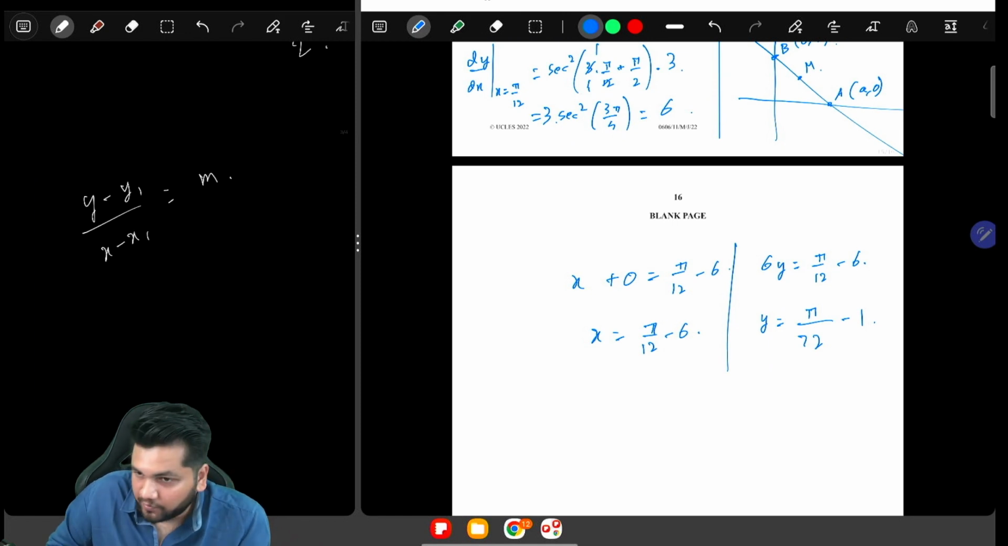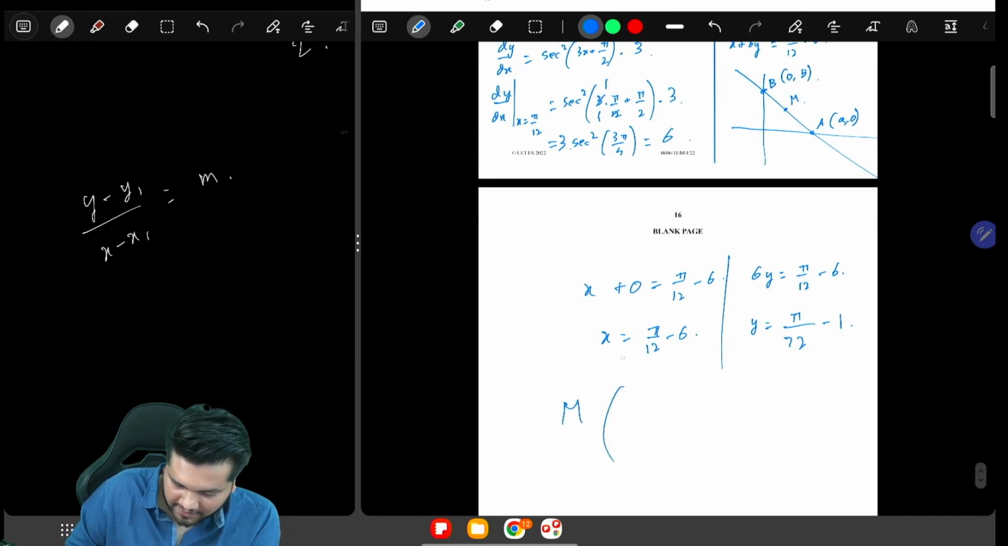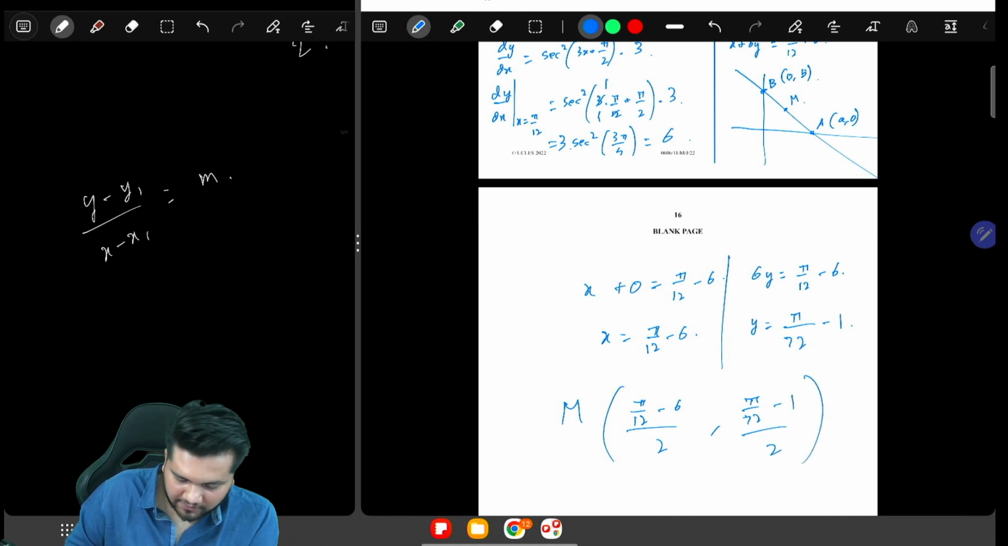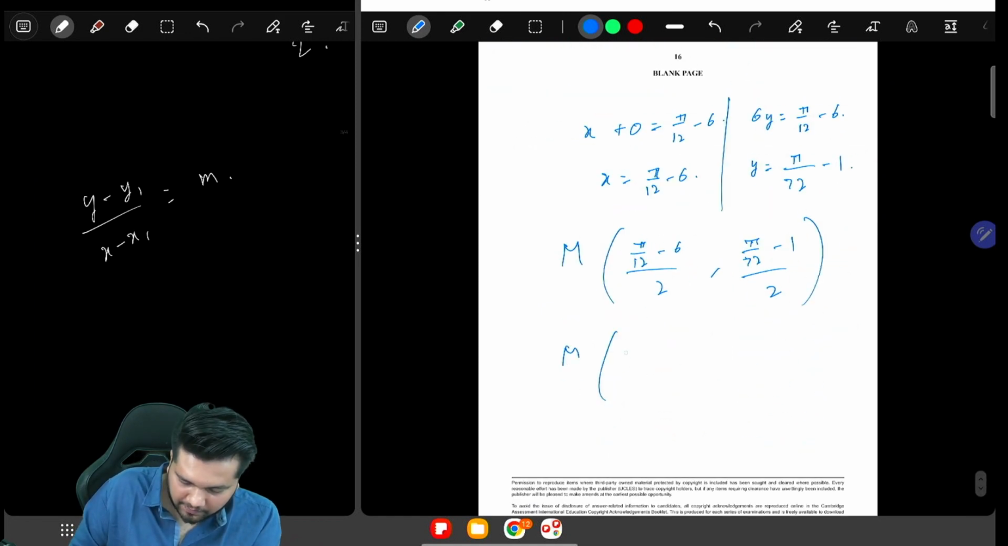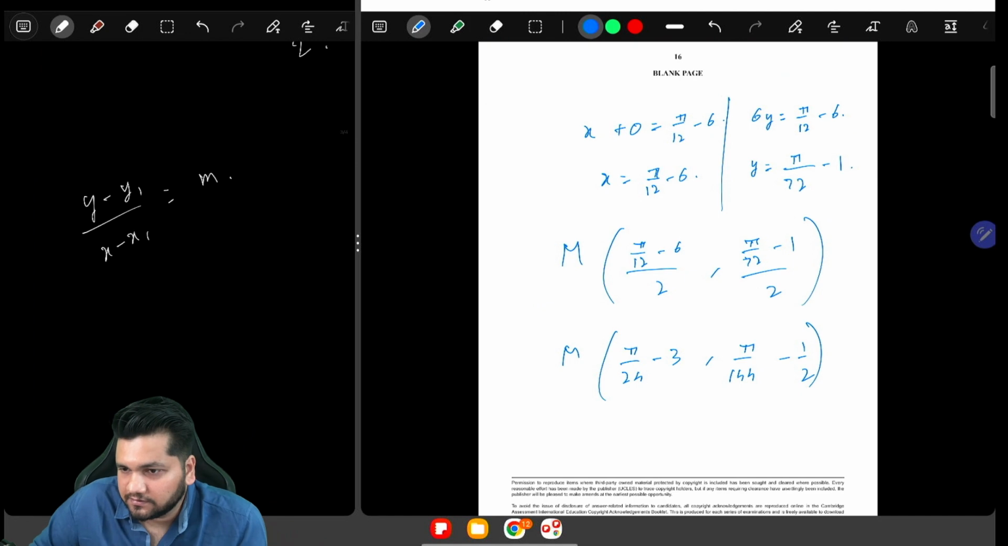Now obviously we want the midpoint of it, so it's (x1 + x2)/2, (y1 + y2)/2, which simply is a/2 and b/2. So the coordinates would be (π/12 - 6)/2 and (π/72 - 1)/2, and finally the midpoint would be (π/24 - 3, π/144 - 1/2). So that's your answer.